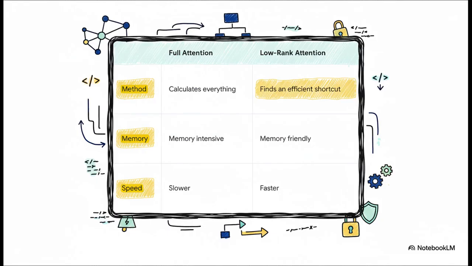And this right here shows you the payoff. Traditional attention has to calculate the relationship between every single word and every other word in a sentence. It's a lot. It's slow and it eats up memory like crazy. The low-rank method finds a clever mathematical shortcut to get pretty much the same result, but with just a fraction of the resources. It's a total game changer.